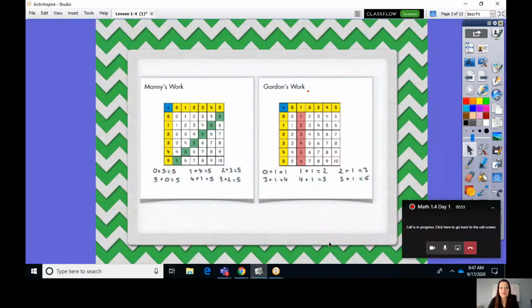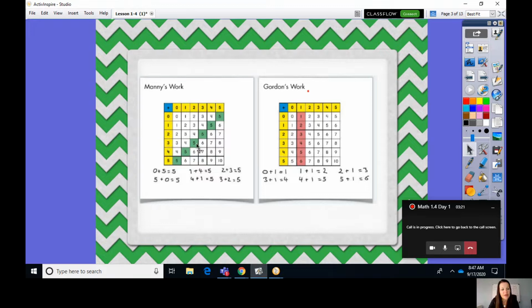All right, friends, you have worked on your problem. So let's look at some friends' work, how they solved this problem. So Manny, he highlighted these numbers, 5 going down in a diagonal. Then he wrote 0 plus 5 equals 5, 1 plus 4 equals 5. So look, 0 plus 5 equals 5. 1 plus 4 equals 5. 2 plus 3 equals 5.